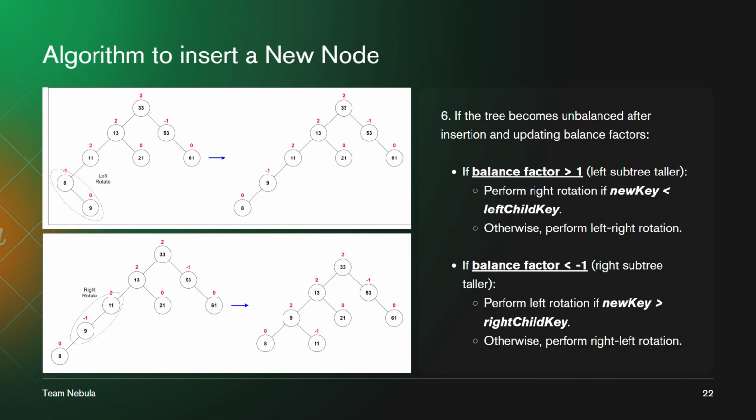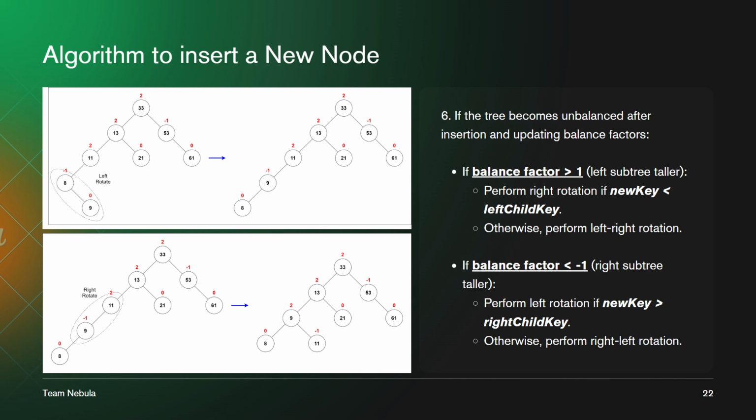If after insertion and updating the balance factors, you find that the tree is unbalanced, the balance factor is greater than 1 or less than -1, you need to rebalance it. If the balance factor is greater than 1, it means the left subtree is taller. Depending on the relationship between new key and the key of the left child key, you perform either a right rotation or a left-right rotation. If new key is less than left child key, you do a right rotation. Otherwise, you do a left-right rotation.